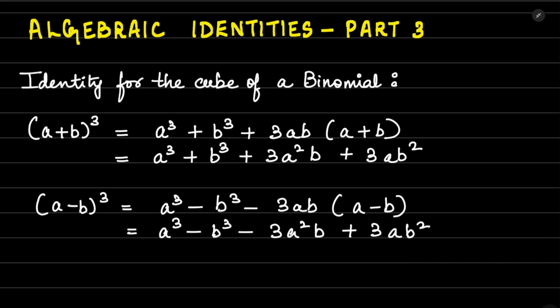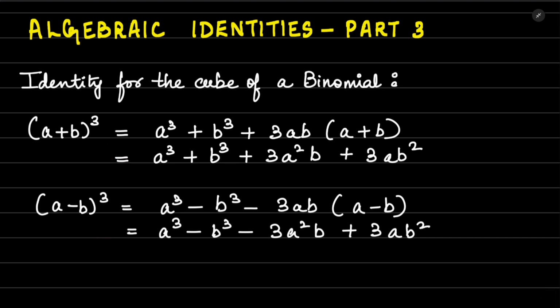Now, compared to these two versions of the identities for the cube of a binomial, the first one is easier, because a plus b the whole cube equals a cube plus b cube plus 3ab into a plus b, so in all three places you have plus. And in a minus b the whole cube you have a cube minus b cube minus 3ab into a minus b, so these are all negative. So it's very easy to identify. Always remember the first version, and then it's very easy for you to write the second one. Expand it further. So let us do some questions based on this.